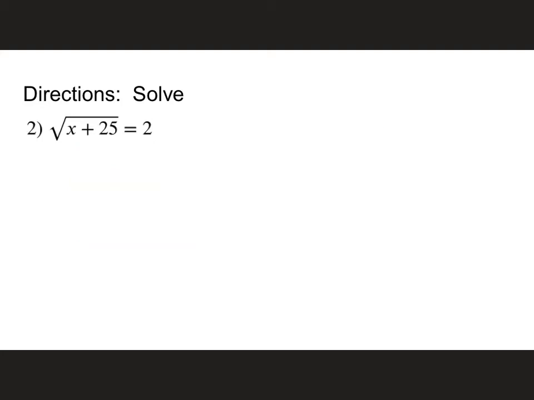Problem number 2, the square root of x plus 25 equals 2. Oh, nothing to move here. The radical's already by itself, so I'm going to start off just by squaring both sides. That gives me x plus 25 equals 2 squared. 2 squared is 4. And I'll subtract 25 from both sides, and I'll get x equals negative 21.